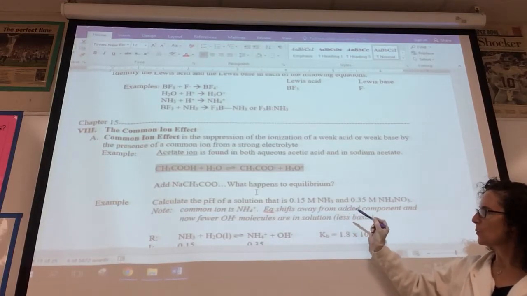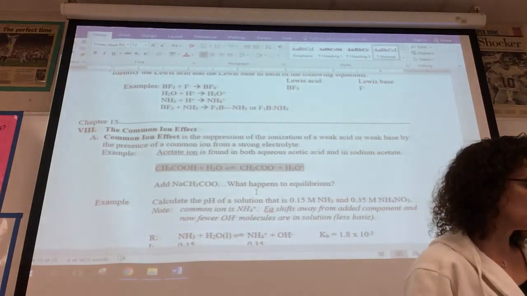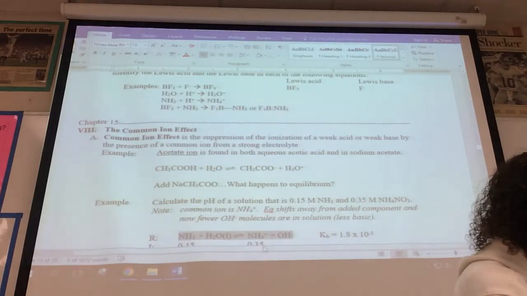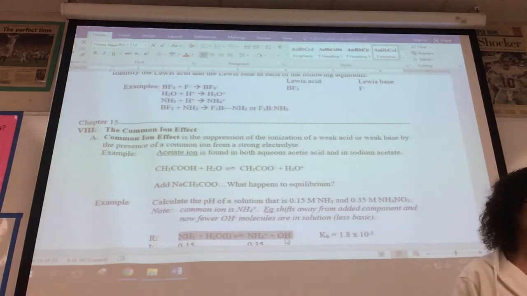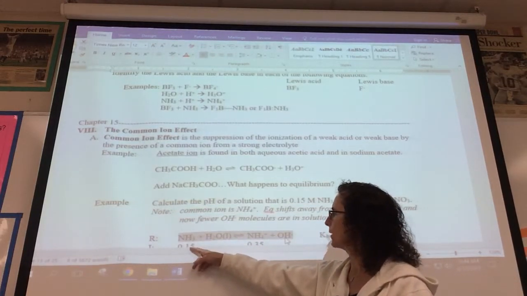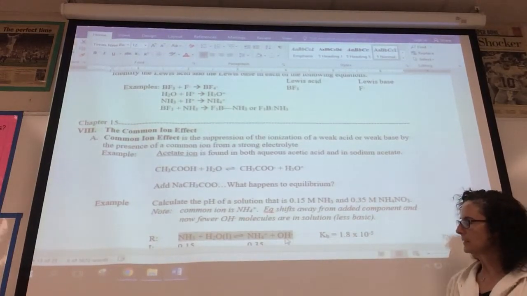Let's see what happens to the pH when you have some acetate ion already in solution. In order to do this, I want to start a little more simply. Let's say that this was our equilibrium reaction. Here's our Kb. We're leaving it as Kb because this is a weak base generating hydroxide ion. If I had a concentration of ammonia initially at 0.15 and no ammonium ion, I just want to keep this simple for a sec.